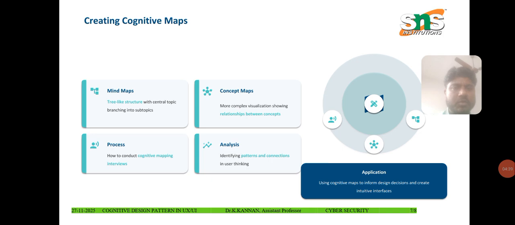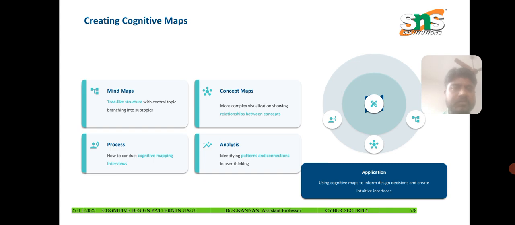Creating cognitive maps plays a major role. Mind maps are very important because of the tree-like structure of a central topic branching into subtopics, so we include them in cognitive maps. Concept maps are a visualization of all the relationships between concepts; the subtopics are given, but the visualization shows the relationships between the concepts.